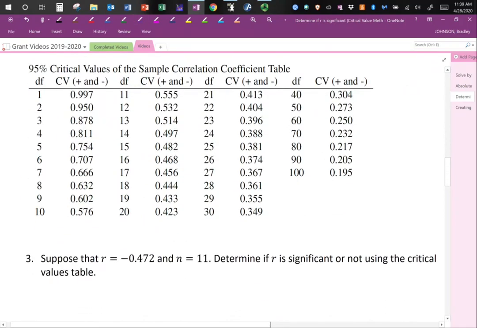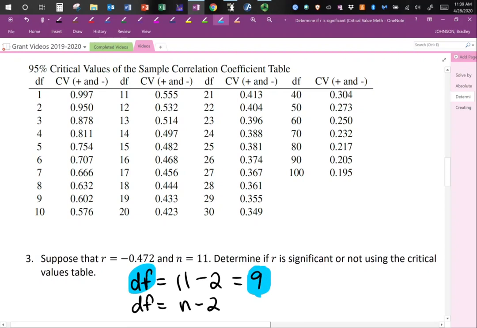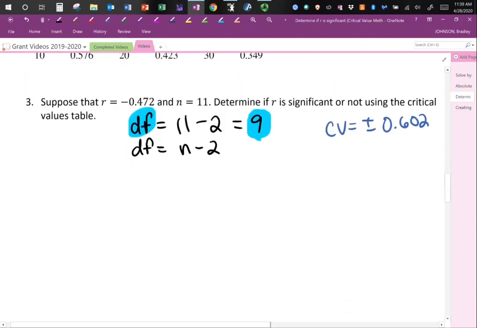Number 3. Suppose that r equals negative 0.472 and n is 11. Determine if r is significant or not. So the degrees of freedom is always your first step. We will do 11 minus 2 because our formula is always n minus 2. So we would get 9. So let's now look on our table for degrees of freedom 9. Our critical value will be plus or minus 0.602.